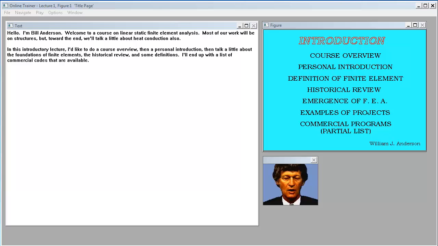In this introduction, we'll do a course overview, then a personal introduction, then talk a little about the foundations of finite elements, the historical review, and some definitions. I'll end up with a list of commercial codes that are available.